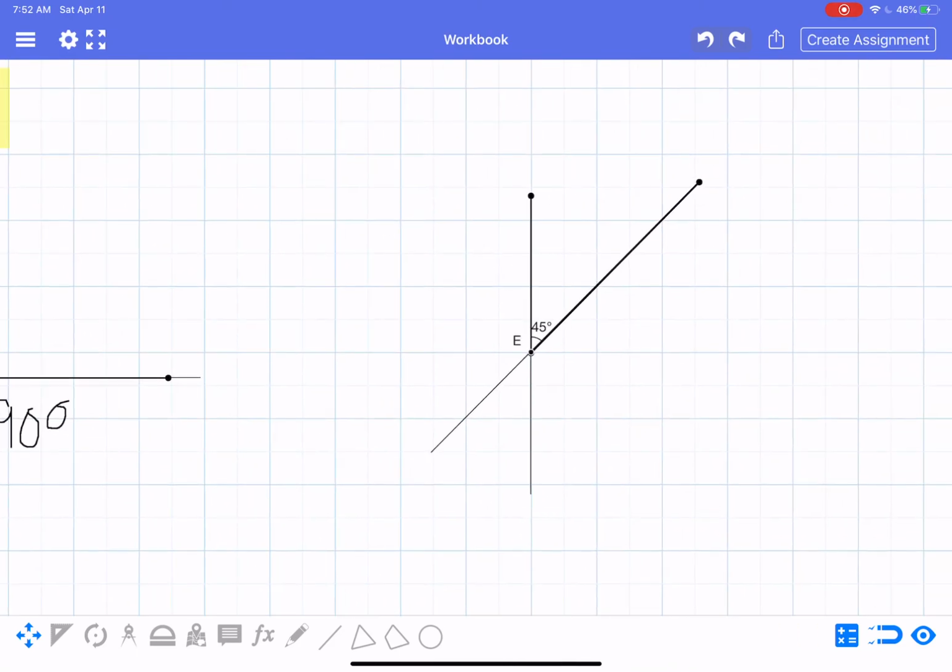So here's the non-example of two lines that still intersect, right? These two lines still intersect. There's a point of intersection, but they're not perpendicular because they create here a 45-degree angle, and it creates an obtuse angle from here to here, right? That's an obtuse angle. So those two lines intersect, but they're not perpendicular. Why? Because they don't create 90-degree corners.